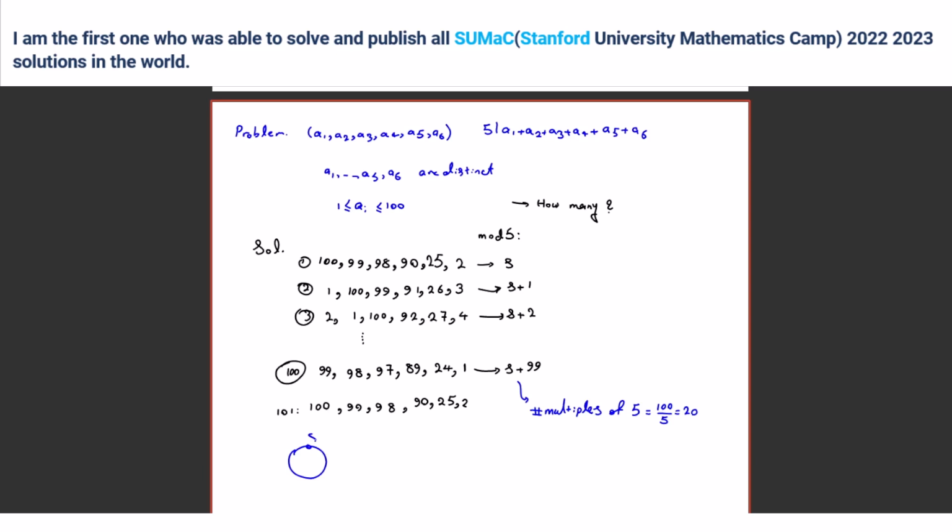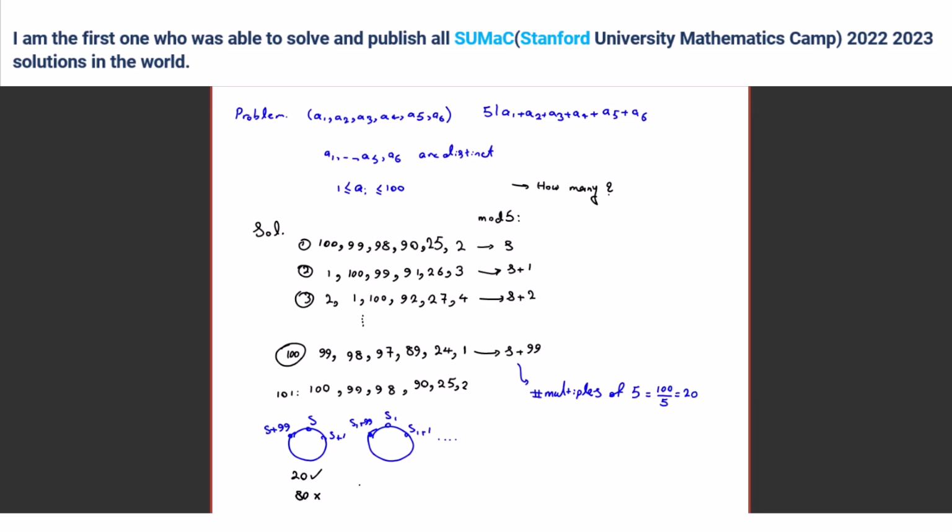So do you agree there are some groups? For example, this one: the first one is S, next one S plus 1 to S plus 99, and all of them are related to each other. And then next one, for example, the sum is S1, S1 plus 1 to S1 plus 99, right? Yeah. In each of them we have 100 numbers, but 20 are good, right? Yeah. 80 are bad, 20 are good. So in general, we can split all subsets of 1 to 100 with 6 elements into these cycles, right?